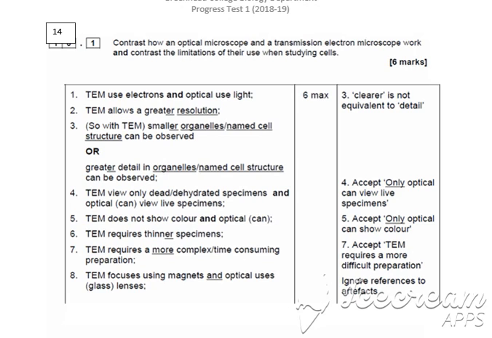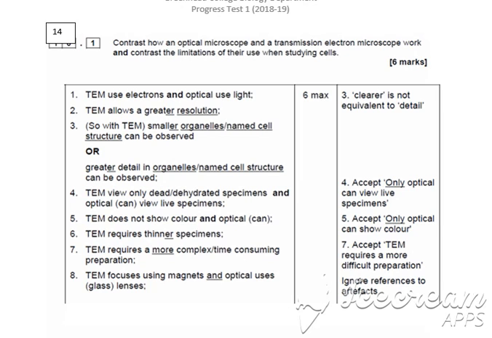The transmission electron microscope has a greater resolution. It needs to be comparative, so we need to be saying that the resolution is greater on the transmission electron microscope, not just that it has a high resolution. It needs to be a reference of it being higher or greater.